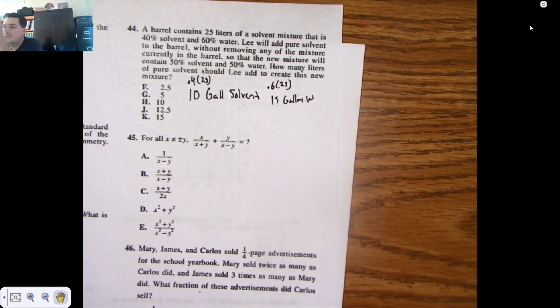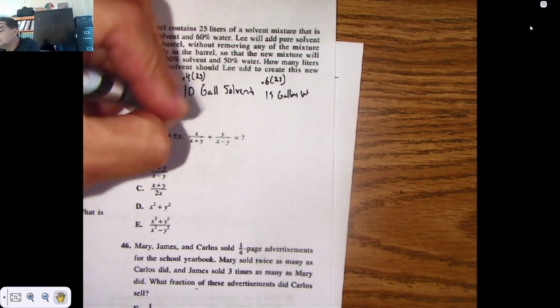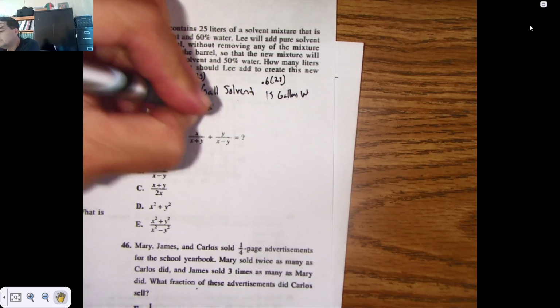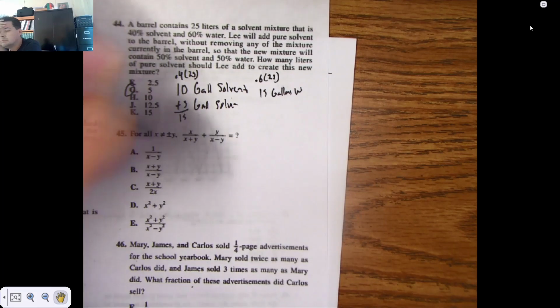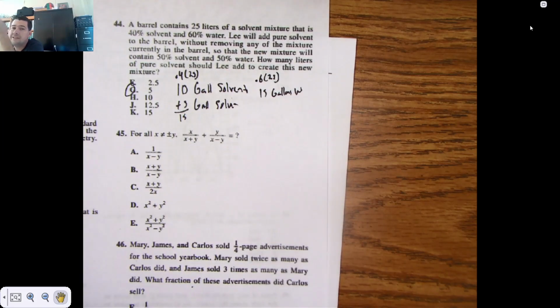Now, they want you to do this so that you get a 50-50 mix, right? Just add 5 gallons of solvent, because that would make 15. That's 44 on the ACT. I mean, that's getting on up there in the numbers.